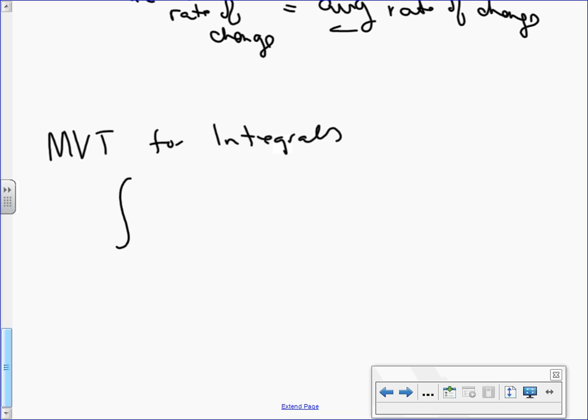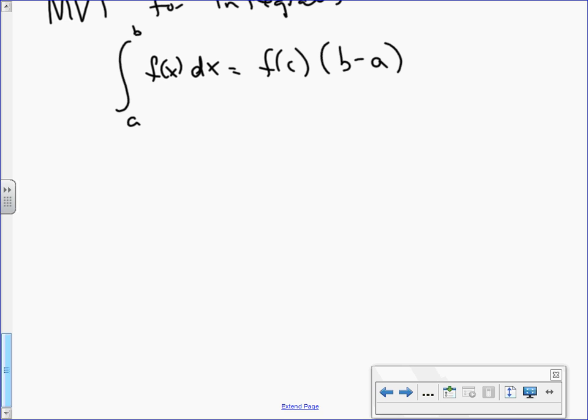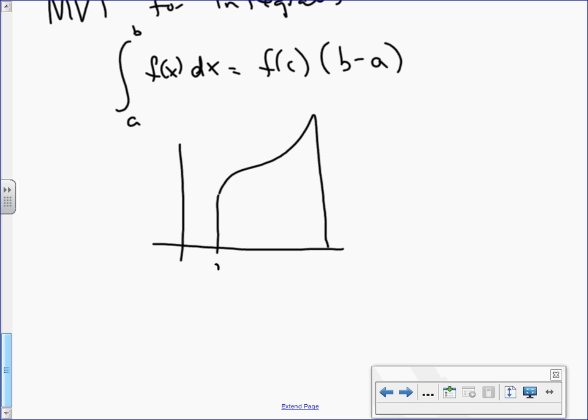And this is what it looks like. The definite integral from a to b of f of x dx is equal to f of c times b minus a. This is just a guaranteed existence. Guarantee the existence of this value of c. And just looking at a simple graphic demonstration of this, here's this function f of x from a to b.